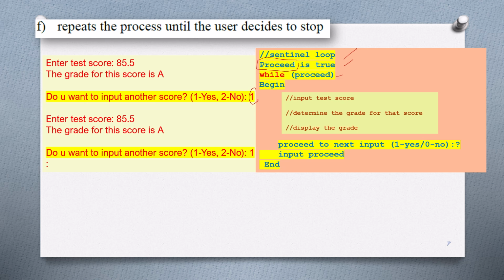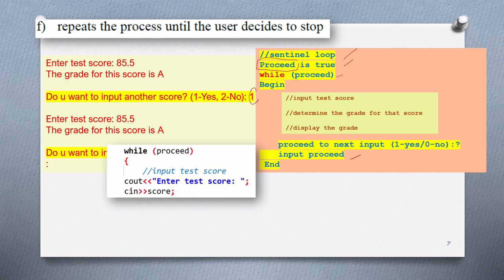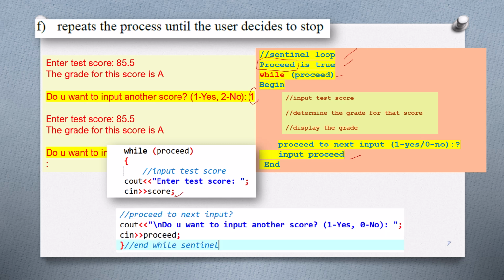Then input the value for proceed. So you got this one, input test score. See, everything is inside the loop, the score input, the selection, everything. The last statement before you exit from the loop is to ask whether the user would like to key in the next input. So ask the user, do you want to input another score? 1 for yes, 0 for no.